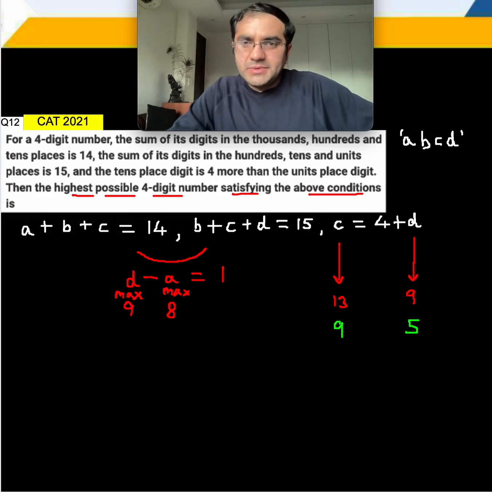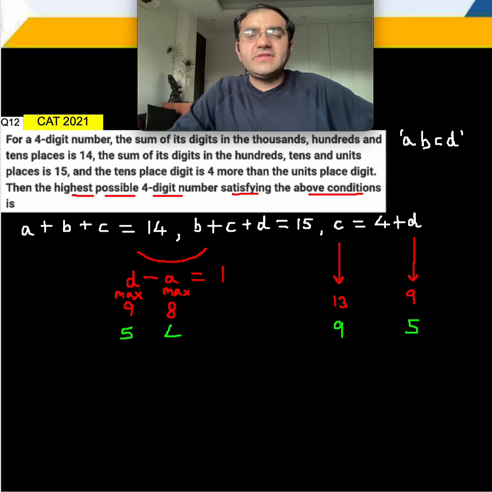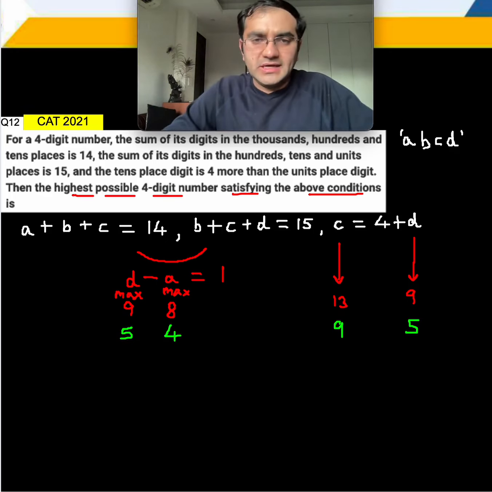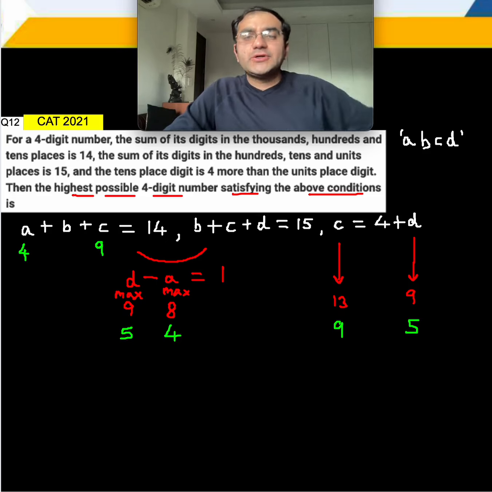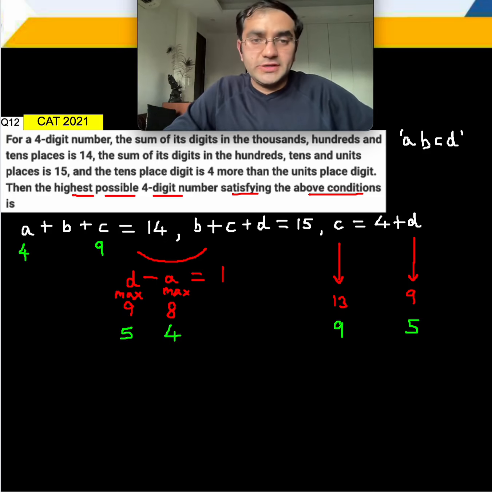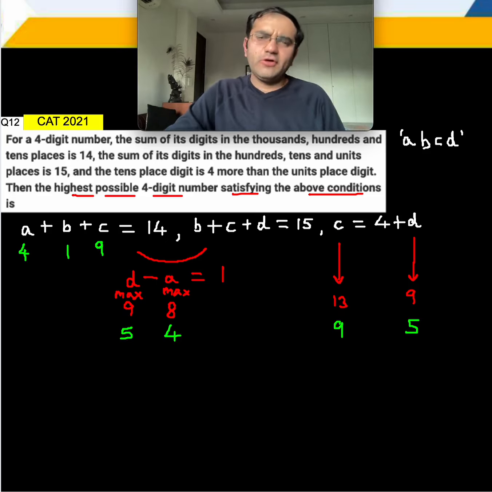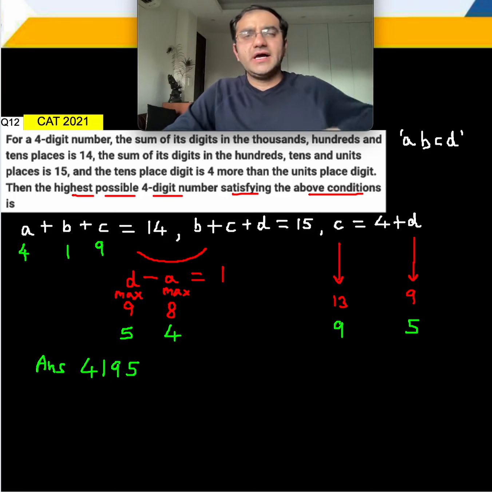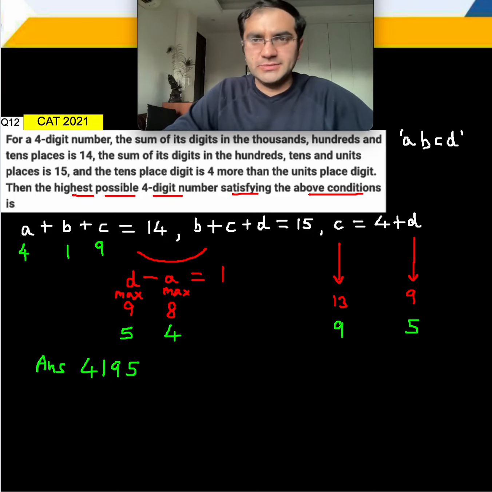So D maximum becomes 9 minus 4, that is 5. And if D is 5, then A becomes 4, so that 5 minus 4 is 1. Now this is working and I can find out my last digit. A is 4, C is 9 as we have already calculated, and total sum of these three digits is 14. So B will come out to be 1. You have all the digits now. Your number ABCD becomes A is 4, B is 1, C is 9, and D is 5. The answer is 4195 for question number 12.